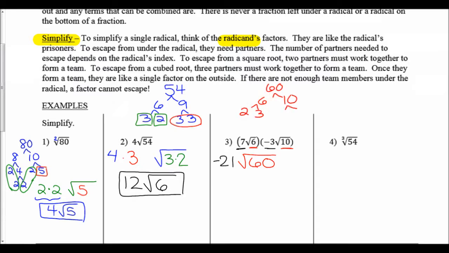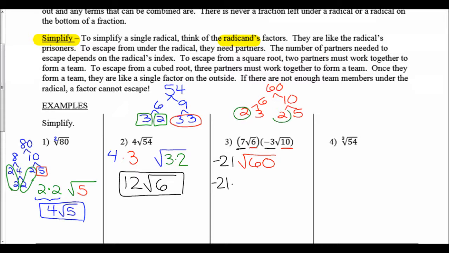6 breaks down further into 2 times 3. 10 breaks down further into 2 times 5. Now I'm looking to see what I can bring out. One of the most common mistakes we make is we forget to leave this 21 outside there when we're taking things out. So be sure and keep that out there.